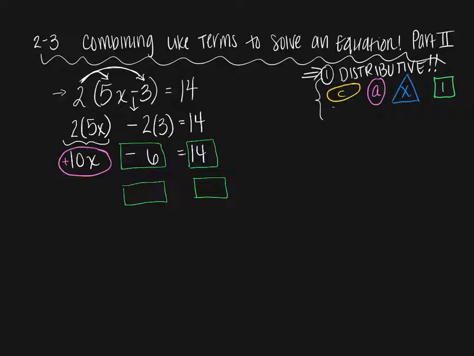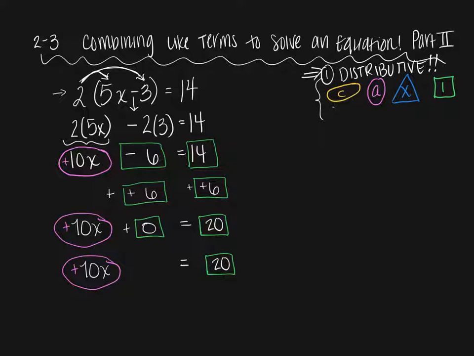So how do I add a negative? What is the opposite of a negative 6? I'm going to add a positive 6. And I'm going to do that to both sides. That should give me 10x. It's positive 10x. And that's plus 0 equals what? 20. Good. All right, which is just the same as 10x equals 20.